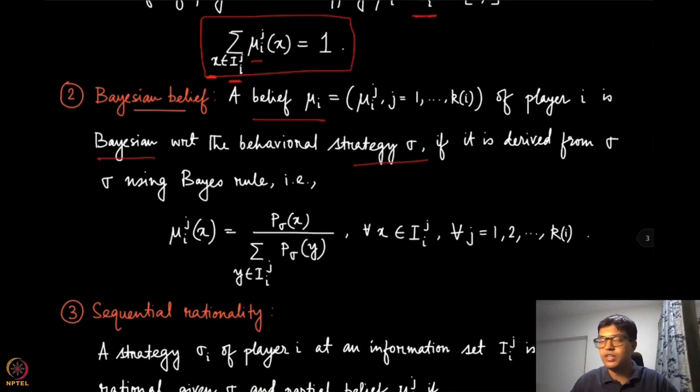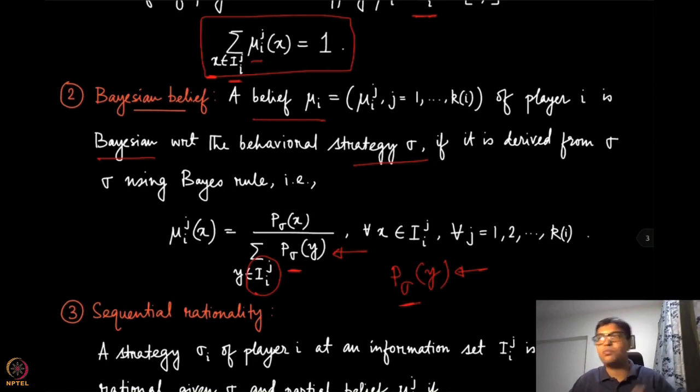This is something that we have used to find out the belief of that player at a specific information set. We are just looking at that information set, summing over the probabilities of all the nodes under that sigma. That is, what is P sigma y? This is the probability that the game reaches node y under this behavioral strategy profile sigma. So player one is choosing some strategy of picking some action at every information set. Player two is similarly choosing something else. And based on that, you reach a specific node, which is y.